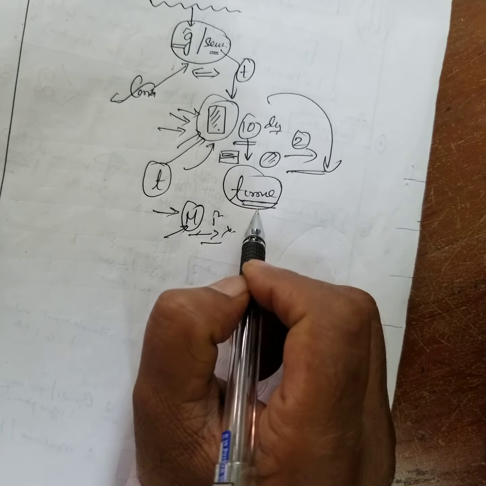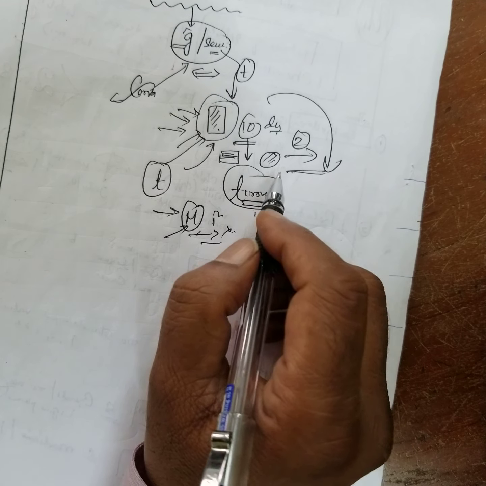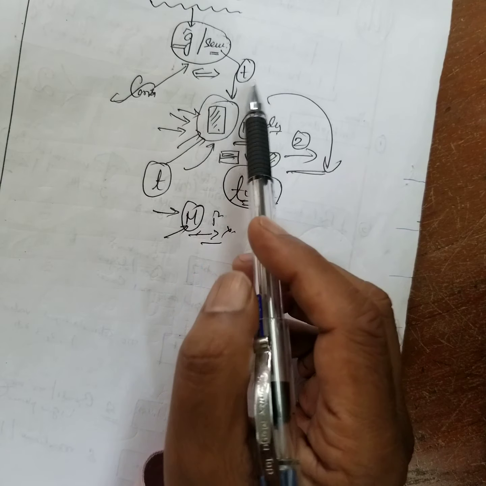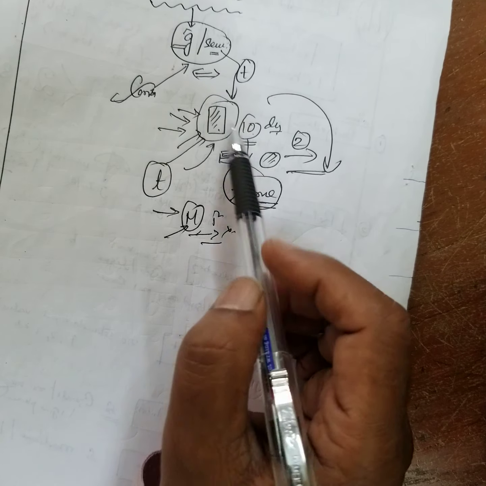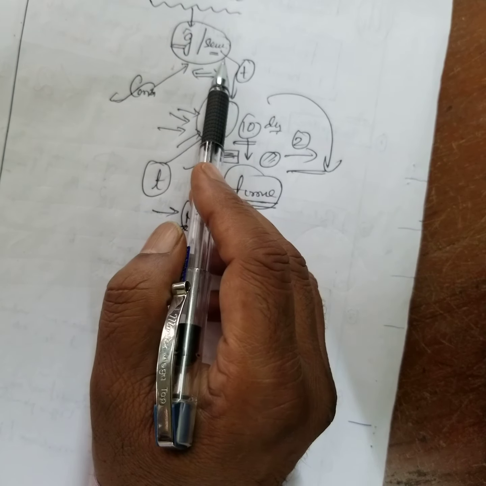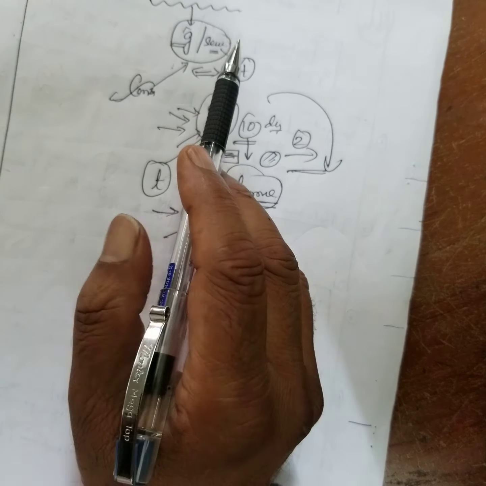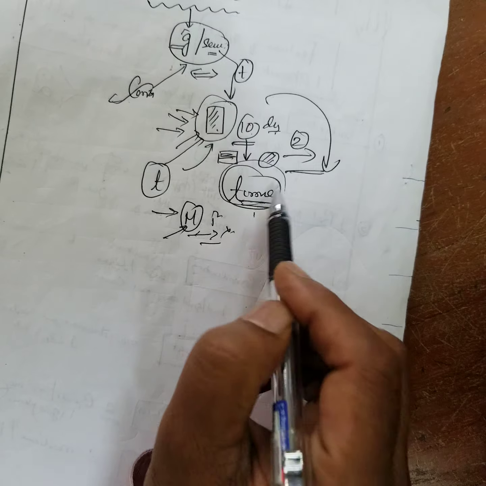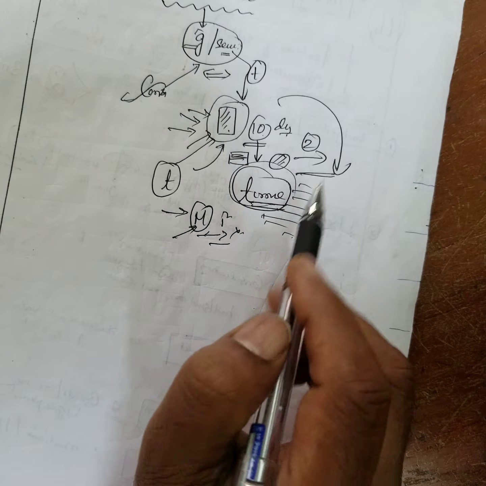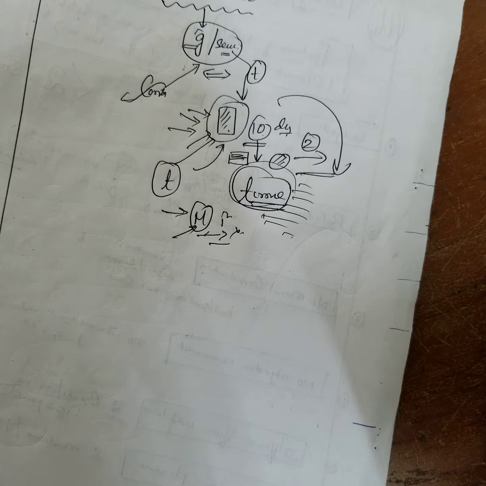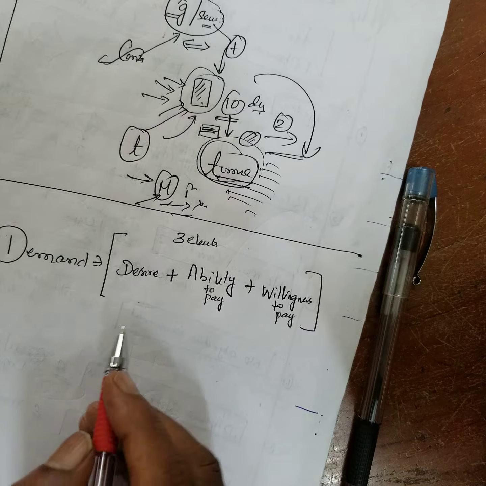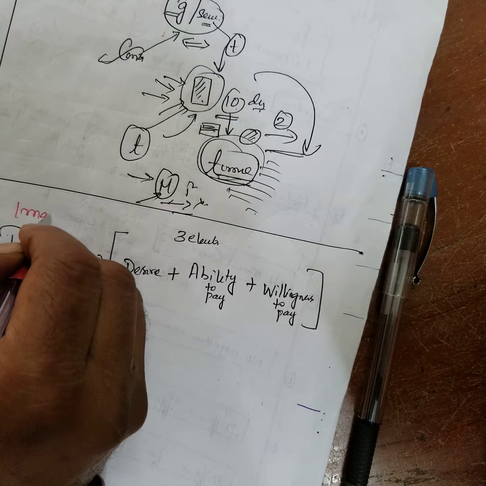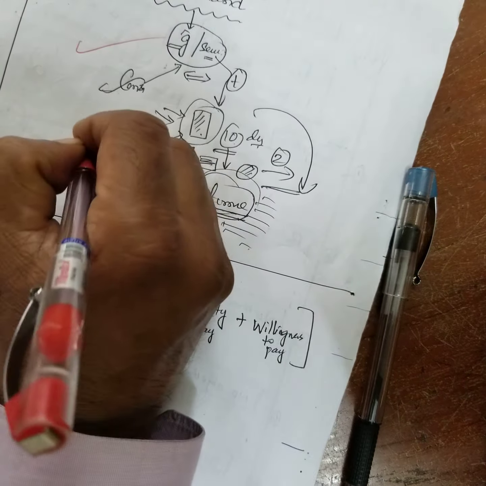Therefore, demand refers to the quantity of goods or service that a consumer is willing and able to purchase at various prices during that period. The period is more important. If you don't write the period, it is no use. This is what is demand. This is for 1 mark they'll ask. Definition of demand, 1 mark.